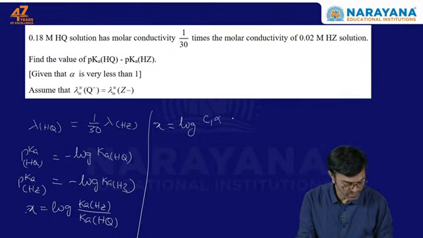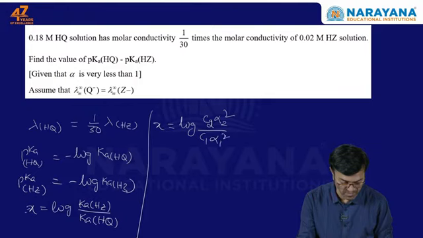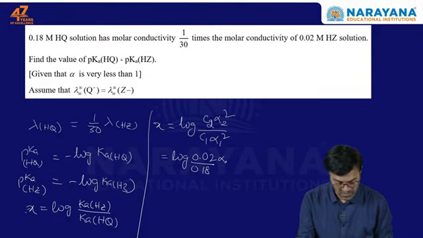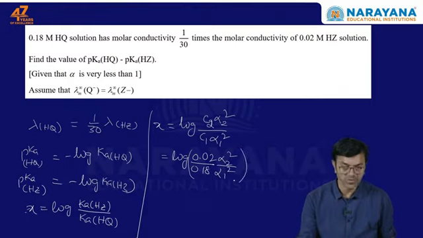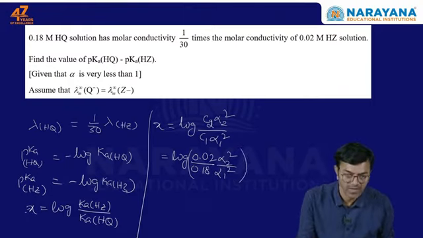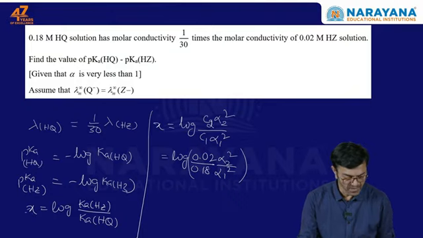C1 alpha, let us say HZ is C2, so C2 alpha 2 square by C1 alpha 1 square. Log of C2 is given, that is 0.02, and C1 is given, that is 0.18, times alpha 2 square by alpha 1 square. So if you know the alpha 2 by alpha 1 value, then we will be getting the answer. As alpha is less than 1, in the denominator I am approximately taking 1 minus alpha as 1, so that is not included in this formula here.